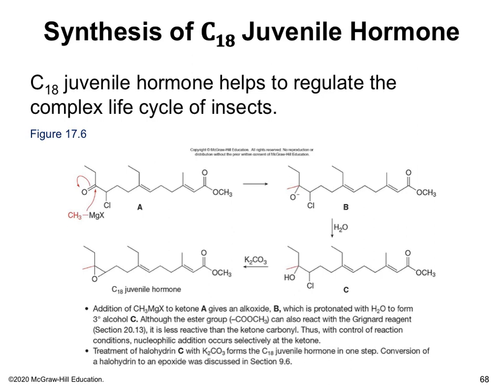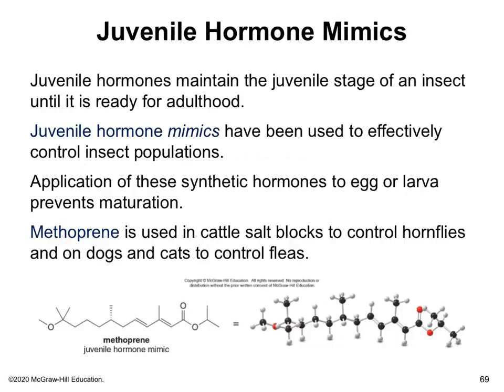This is another example where a Grignard is added to a ketone. So it adds to the ketone to make this O minus. Instead of quenching it, it's going to do an intramolecular SN2 reaction to make an epoxide. The juvenile hormone, this is just, you can read about it. It's kind of interesting.